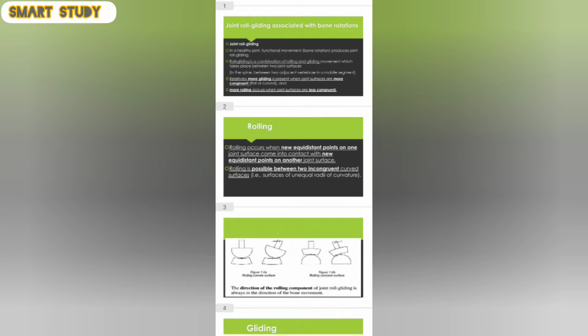In a healthy joint, functional movement means that bone rotation produces joint roll gliding. Roll gliding is the combination of rolling and gliding movements which take place between two joint surfaces, in the spine, between two adjacent vertebrae in a mobile segment. Relatively more gliding is present when joint surfaces are more congruent, flat or curved, and more rolling occurs when the joint surfaces are less congruent.